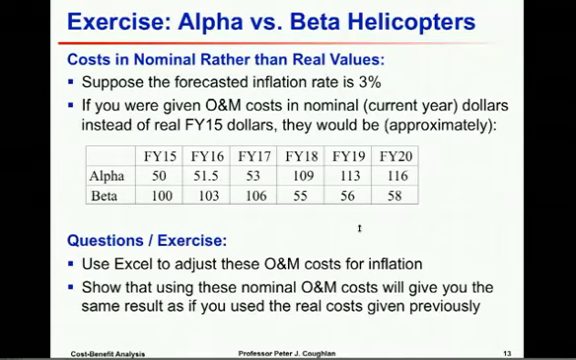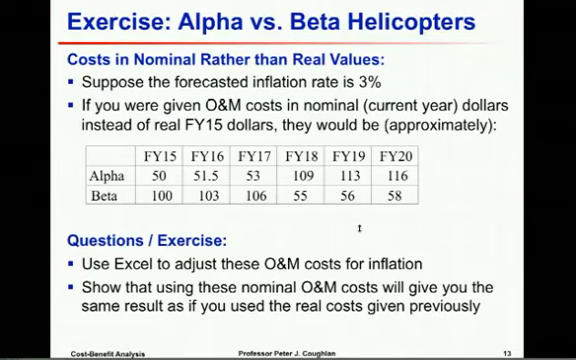Now, going back to our problem, our alpha versus beta helicopters. Suppose the inflation rate is 3%. I already told you the O&M costs. First of all, notice that the costs you were given: the R&D costs, which are sunk costs, are in some sense irrelevant for the decision. You're given the procurement cost, which is already in FY15 dollars, and you were told that all future O&M costs were given in FY15 dollars.